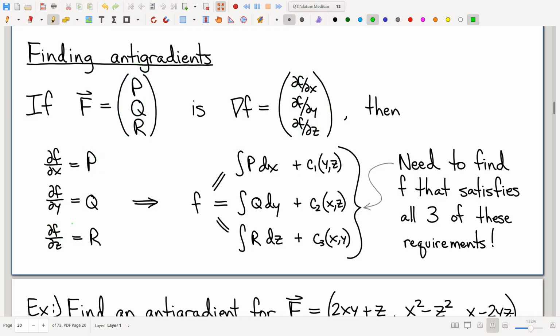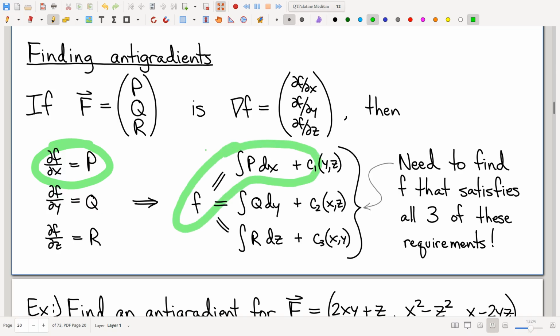Okay, how can I rephrase the statement that the x partial of f is equal to P? Well, how about this? I'll say that f is the x anti-partial of P. Same statement pretty much, right? It's kind of grammatically like passive tense instead of active tense. It's kind of the same statement, right?